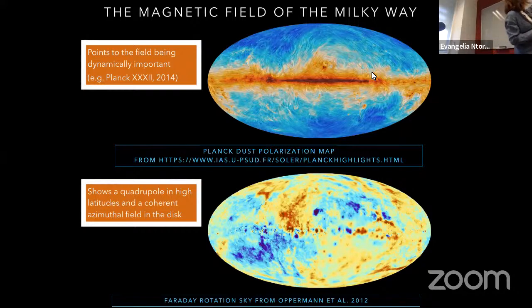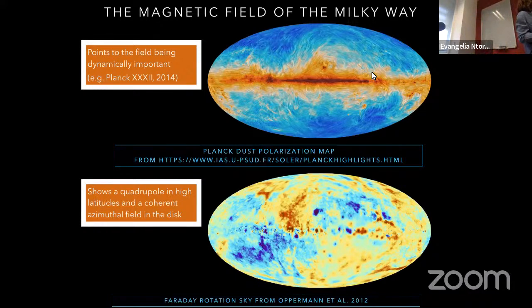And this is what we know from the dust polarization. We know that the magnetic field is dynamically important, because it tends to align with the density structures where the column density is low. So if the density structures tend to align with the magnetic field, it means that they know the magnetic field is there. Magnetic field controls the turbulence to a large degree.